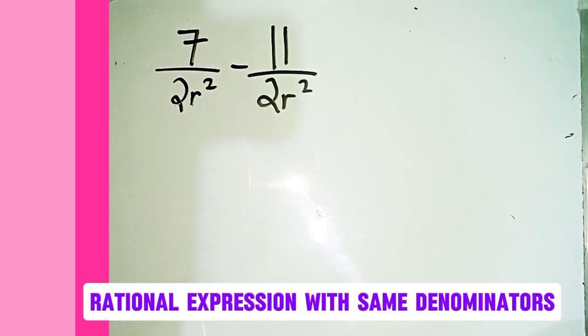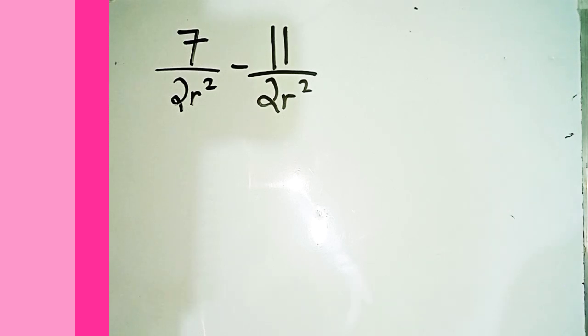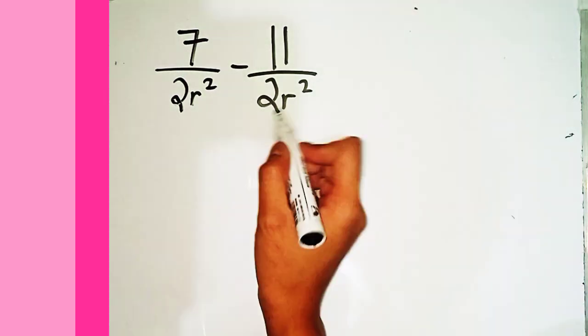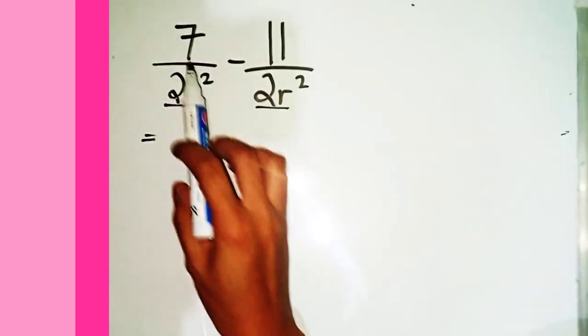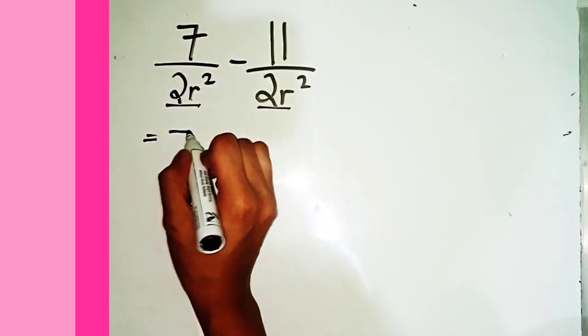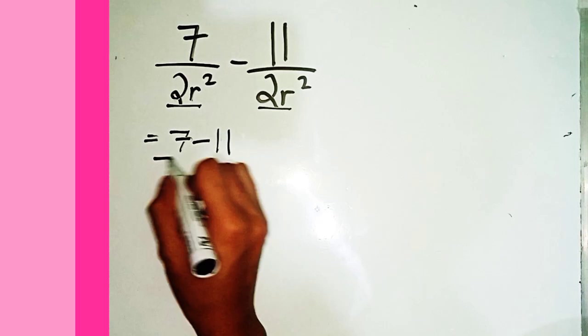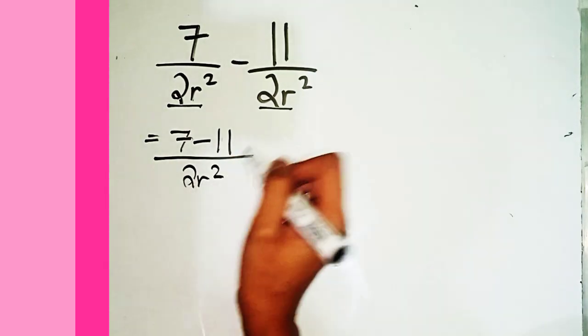Okay, so now let's try it with the first example. We have here 7 all over 2r squared minus 11 all over 2r squared. So as we can see here, they do have the same denominator, so there is no need for us to get their LCD. Since they do have the same denominator already, just proceed to the third step, or combine the numerators. So 7 minus 11 all over 2r squared.